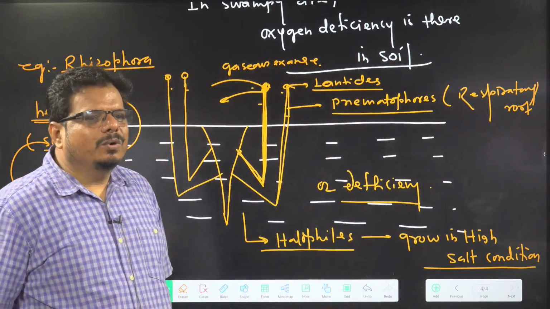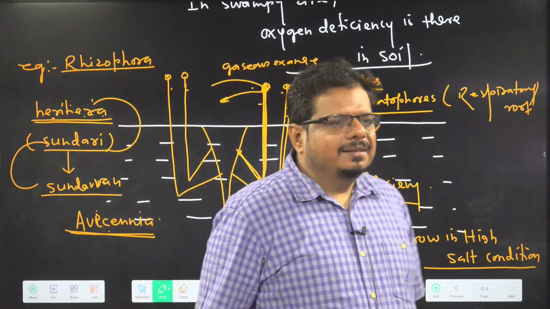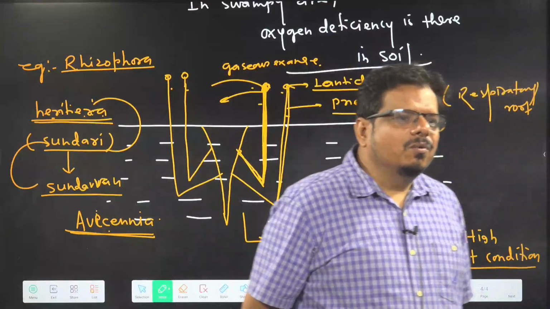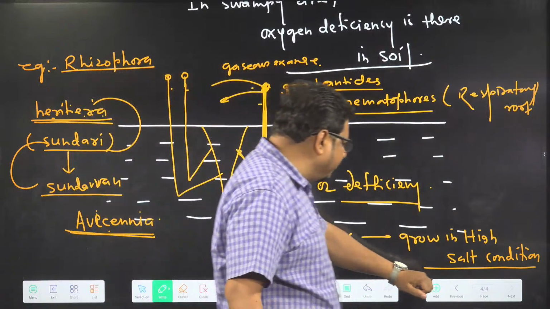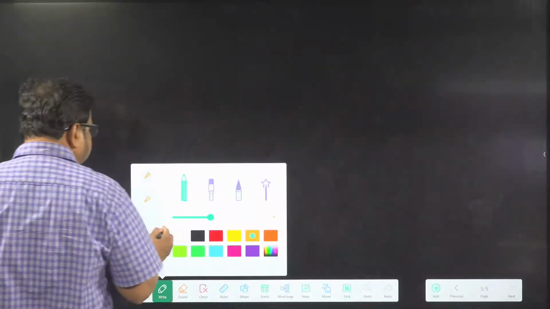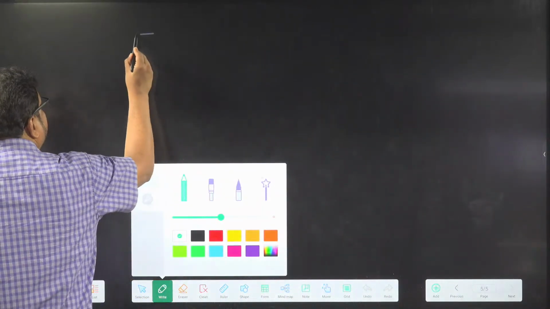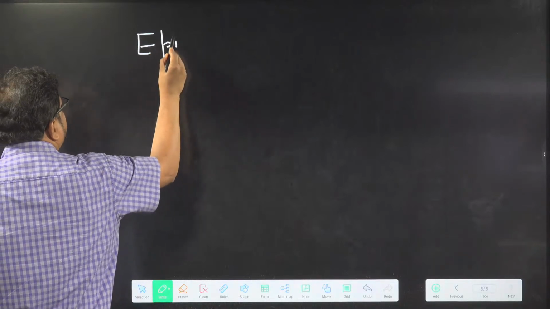So the respiratory root is over. Now I am going to talk about one more type of root, and that is the epiphytic root. And then modification of root is over. Then in the next class we will start with the stem.